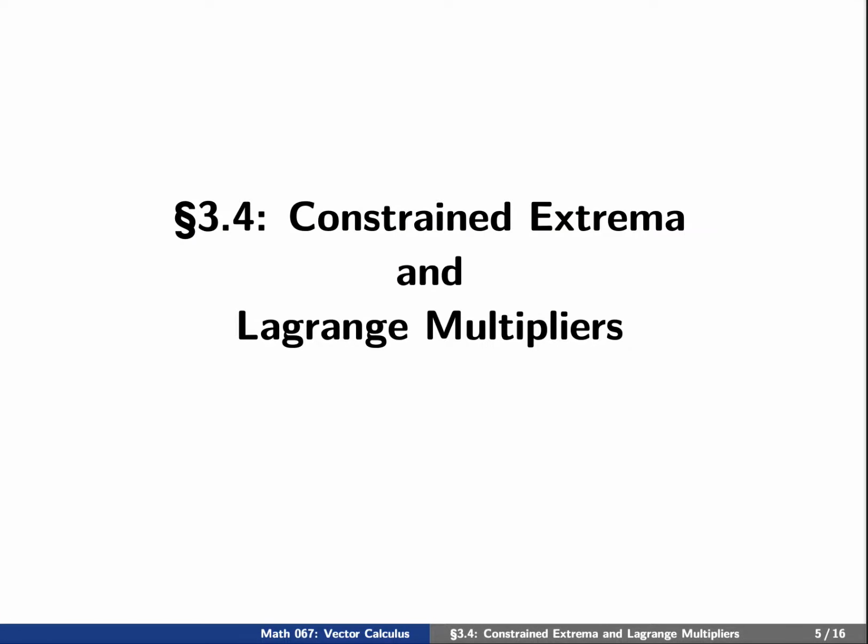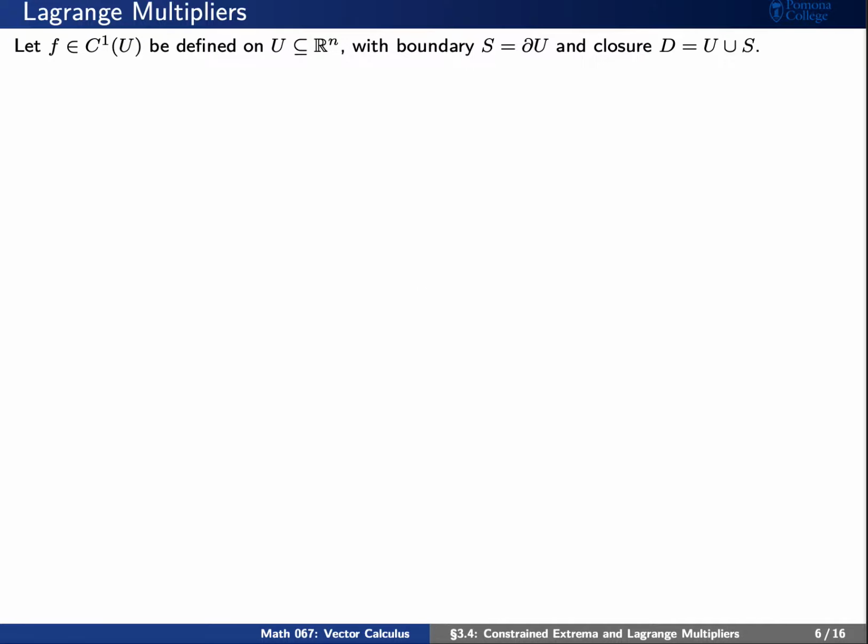Today, we'd like to discuss constrained extrema and Lagrange multipliers. Let's set things up as follows. Consider a differentiable function f defined on a set U, and we'll denote its boundary by S and its closure by D.